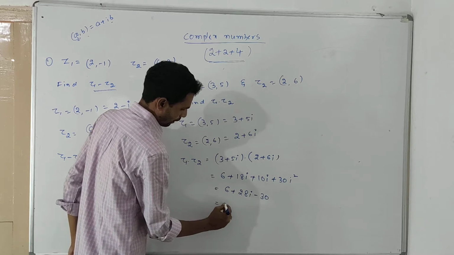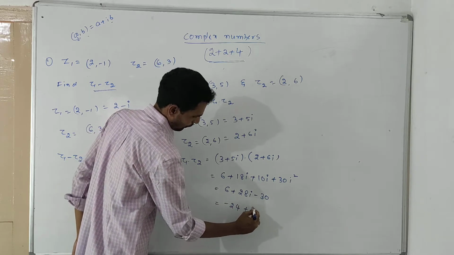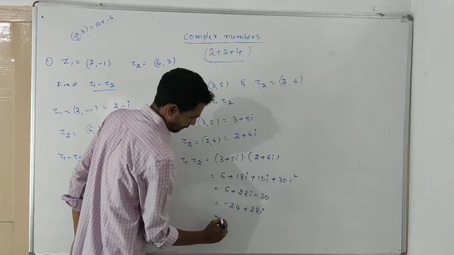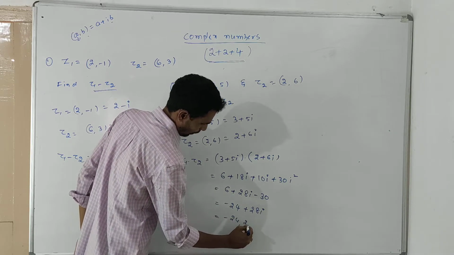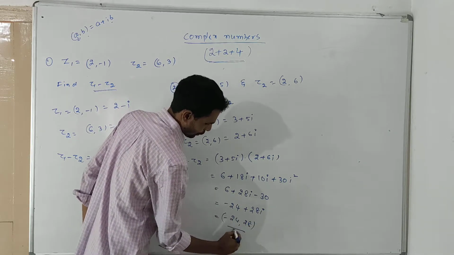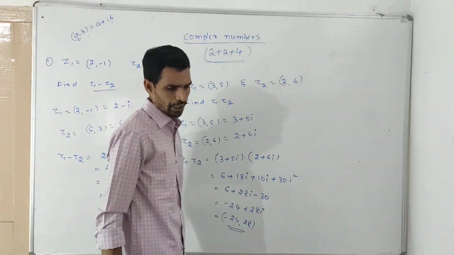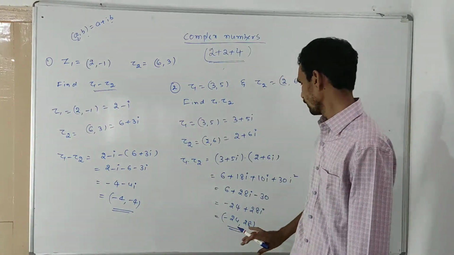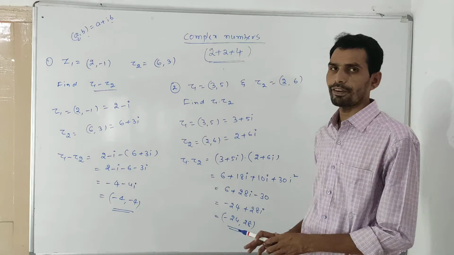What is the real part here? The real part is -24 plus 28i. You can write it as -24 comma 28. That is the solution of Z1 into Z2: -24 comma 28. One side I will leave here.